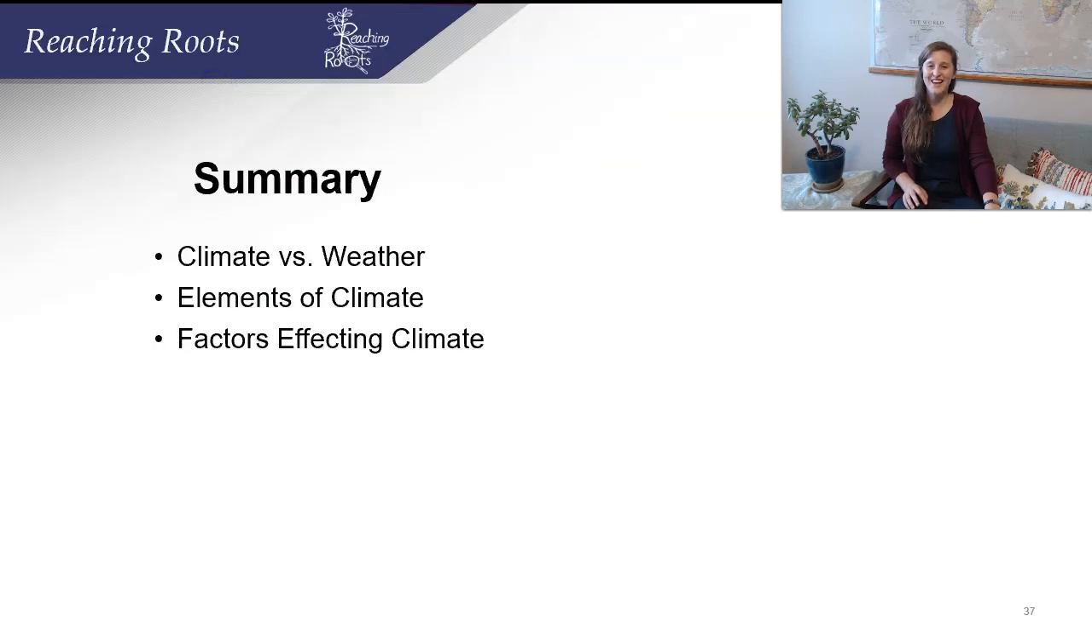So in summary, climate is different than weather. Weather is what we talk about in a coffee shop, whereas climate is something that we talk about when we talk about traveling to a different area. The elements of climate, we went over those, and those affect plant growth. That's why we have plants that are diverse in unique climatic environments. And there are other factors that affect climate, such as topography, large bodies of water, and even human effects.